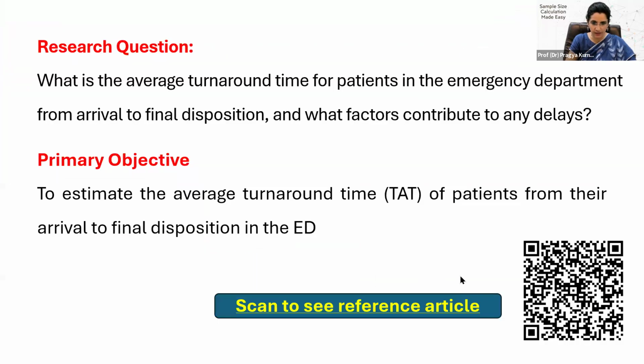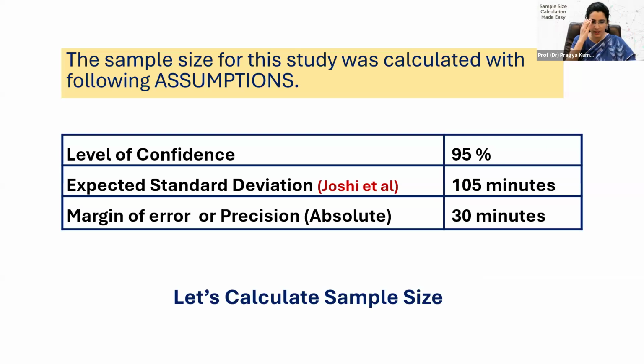So I have taken the level of confidence as 95%, and expected standard deviation, because here the mean value is not needed. The calculation of the sample size is entirely dependent on the expected standard deviation. So it was 105 minutes.